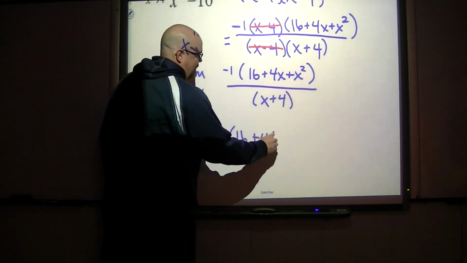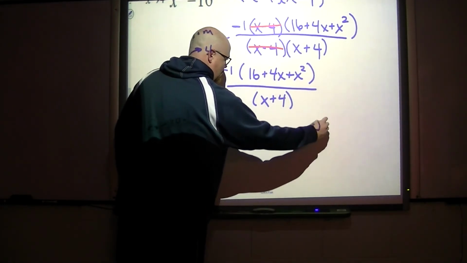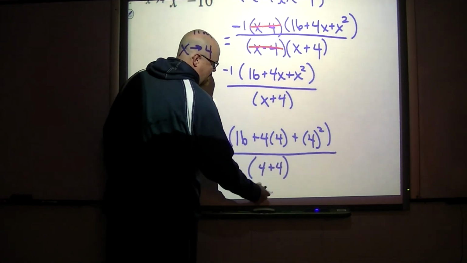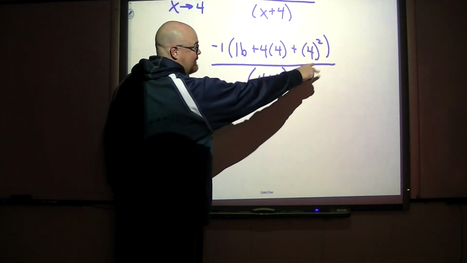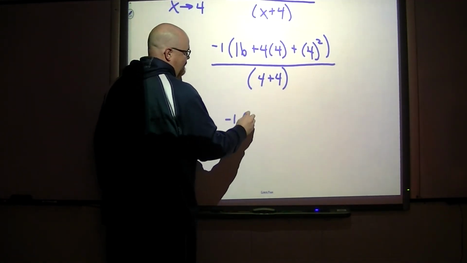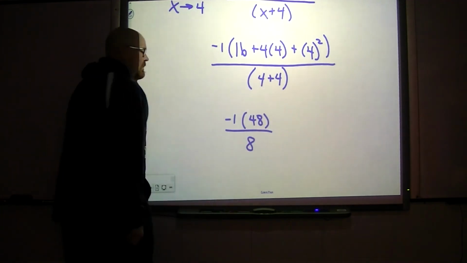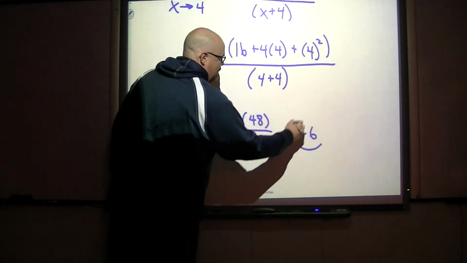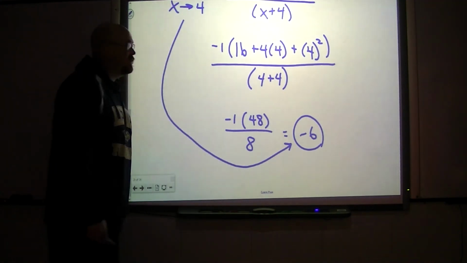Now when I plug this number in, I should get something that isn't 0 over 0. So I plug the 4 in. On the bottom, I plug in the 4. Up top, 16, this is 16, and this is 16, that's 48. So I have -1 times 48. On the bottom, I get 8. And when you calculate this, you have -48 over 8, which is -6. So the limit as x approaches 4 is -6.